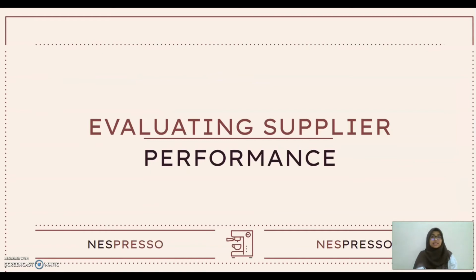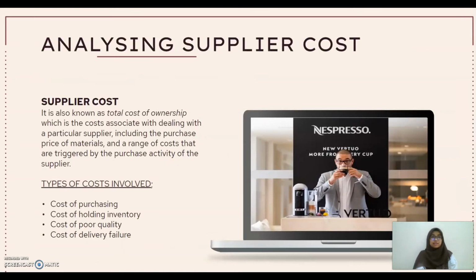Next, evaluating supplier performance. Supplier cost, also known as total cost of ownership, is the cost associated with dealing with a particular supplier, including the purchase price of materials and a range of costs that are triggered by the purchase activity of the supplier. There are four types of costs involved: cost of purchasing, cost of holding inventory, cost of poor quality, and cost of delivery failure.